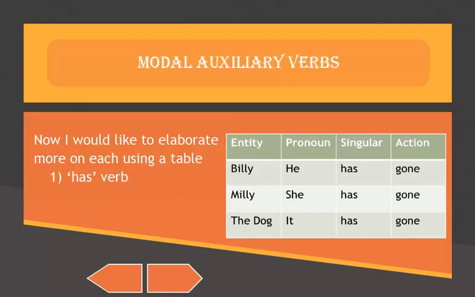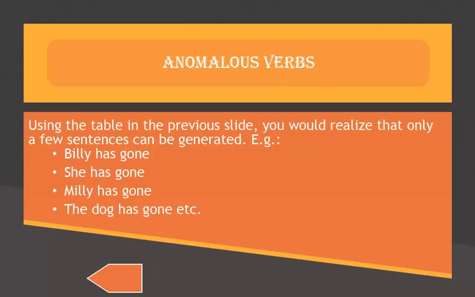Has verb. Entity, pronoun, singular, action. Billy. He has gone. Millie. She has gone. The dog. It has gone.